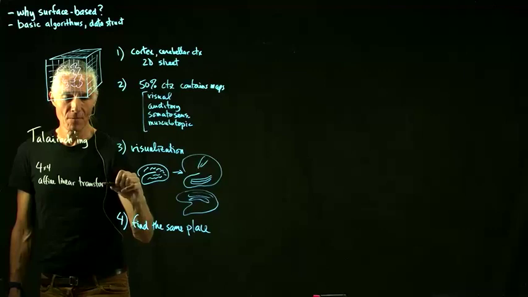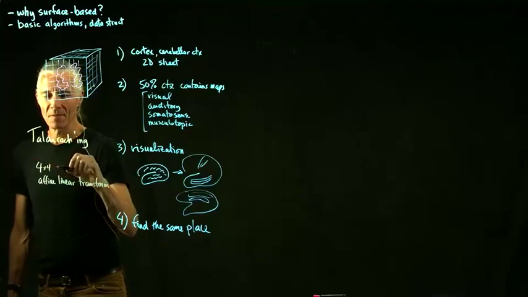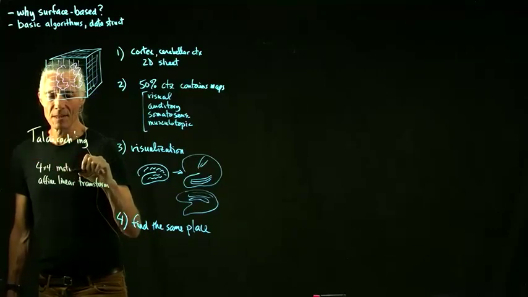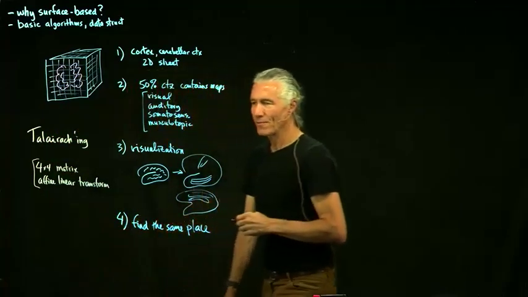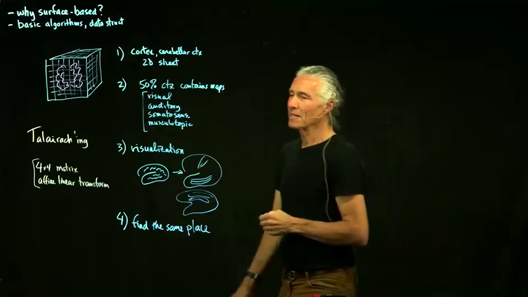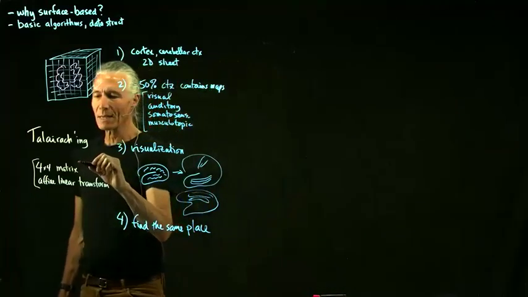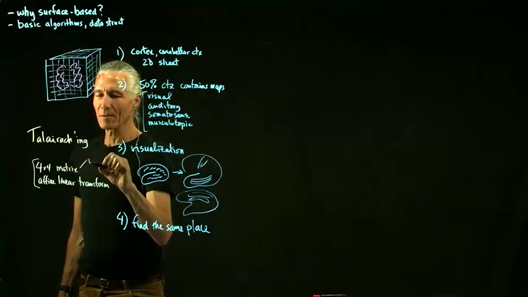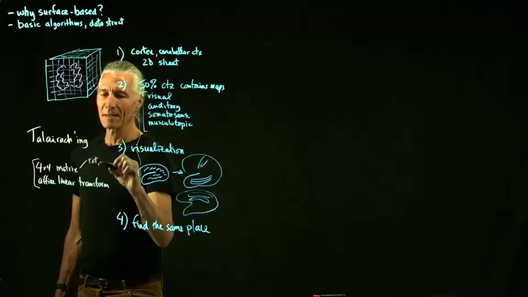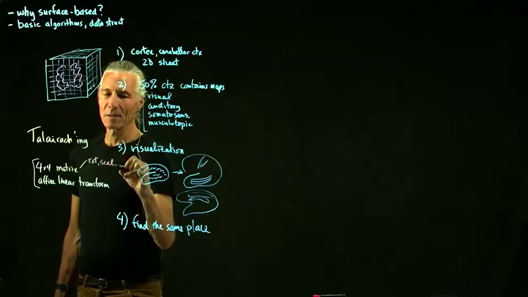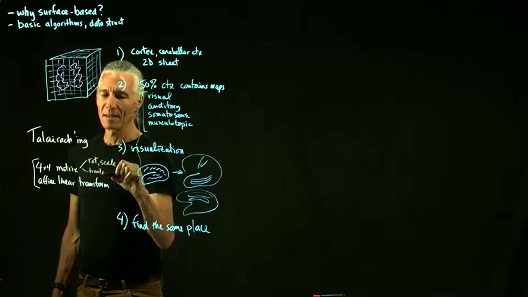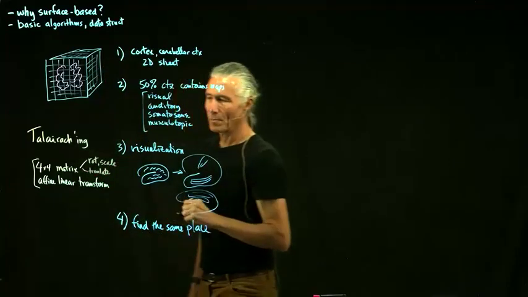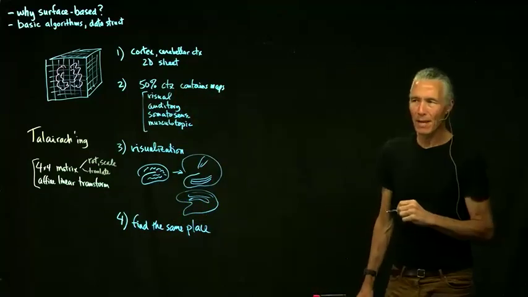And one of the problems with this, the original Talairach actually had like three 4x4 matrices. And what can a 4x4 matrix do? It can rotate and scale, or some combination of those, and it can translate to get things lined up with each other. But one thing it can't do is bend.